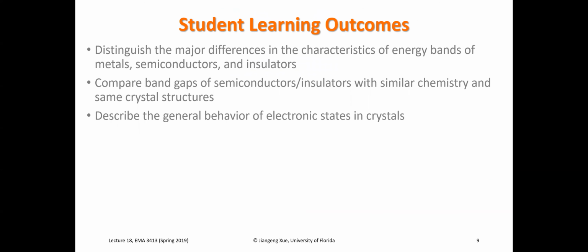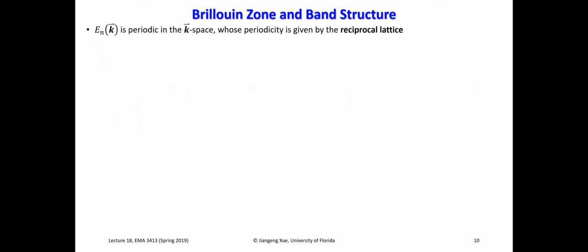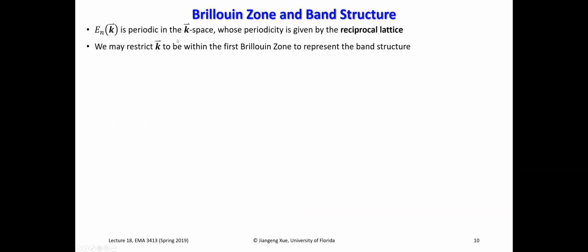So the next student outcome is, how do we typically represent the band structures? We have to involve the concept called Brillouin zones. The energy as a function of K is actually periodic in K space, and the periodicity is given by the so-called reciprocal lattice, which you can form from the direct lattice, or the real lattice. With the periodicity, you can restrict all the Ks to be within one unit cell to obtain all the information about the E-K relationship. And we use the so-called first Brillouin zone to represent the band structure because that contains all the essential symmetry information that you want to have.